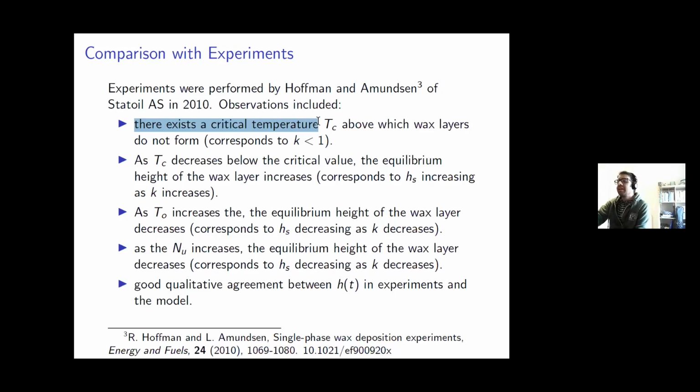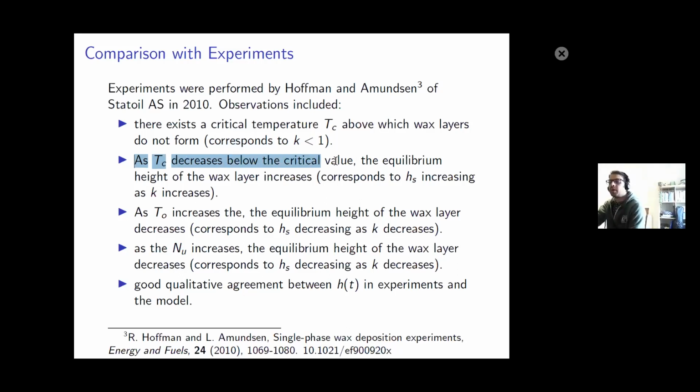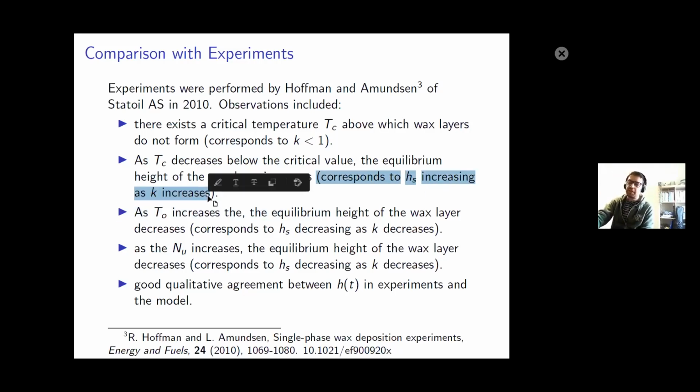That is, there's a critical temperature Tc above which wax layers do not form. So this is experimentally observed. And in our model, this corresponds to k being less than 1, when you don't get wax layer formation. Additionally, as the temperature of the coolant decreases below a critical value, the equilibrium height of the wax layer increases. To clarify, this is the experimental observation, and in our model, this corresponds to hs increasing as k increases, which is what we observe.